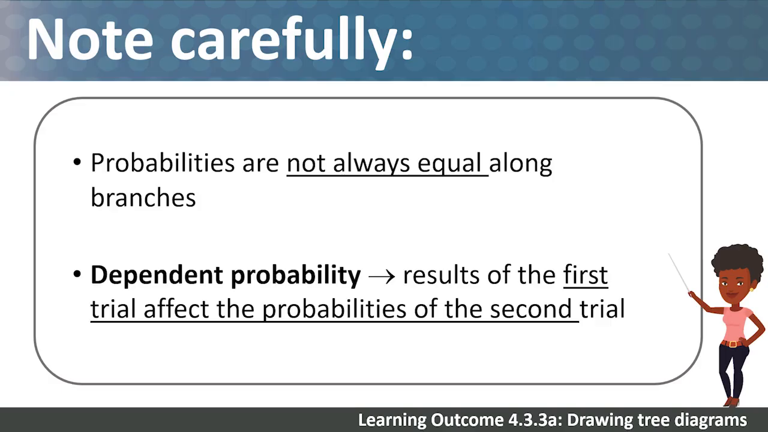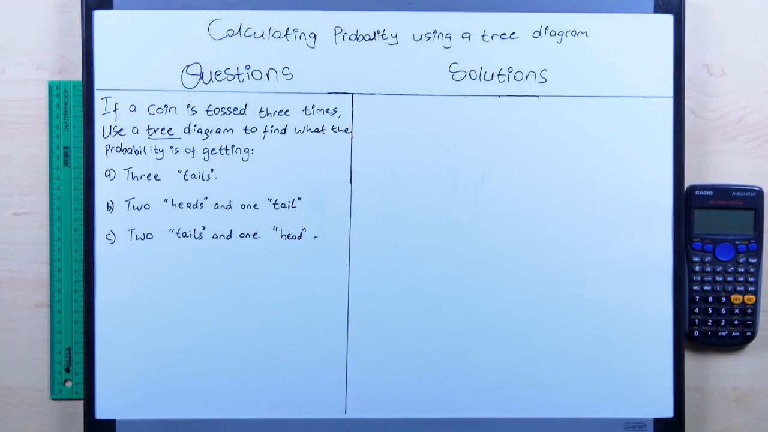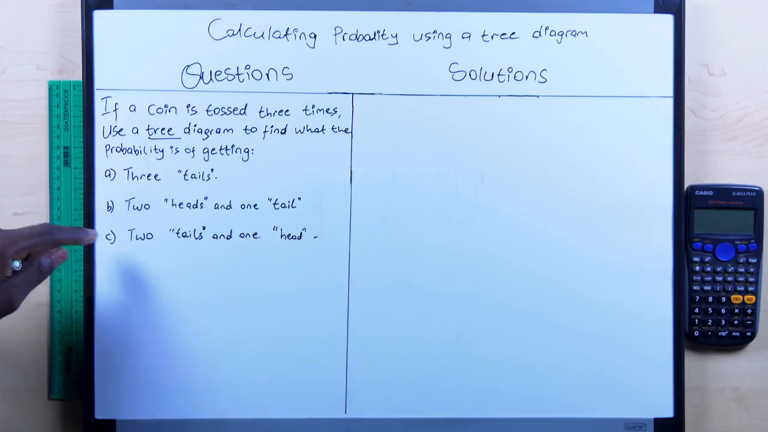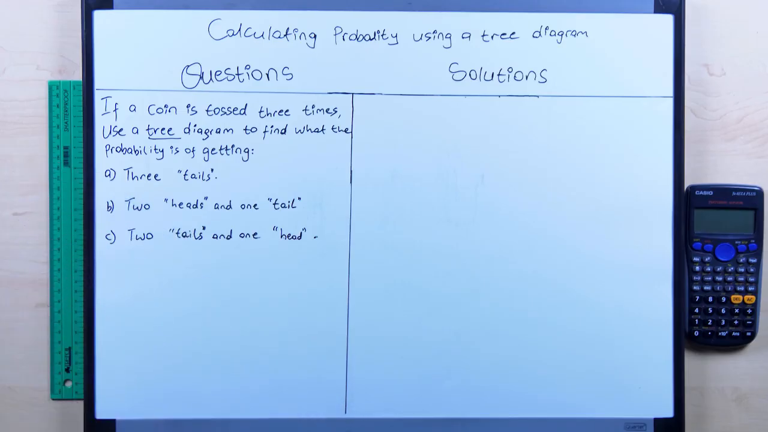Let's see how a lecturer uses tree diagrams to solve a probability problem. If a coin is tossed 3 times, use a tree diagram to find what the probability is for getting 3 tails, 2 heads and 1 tail, 2 tails and 1 head. We're going to have to use a tree diagram for that.